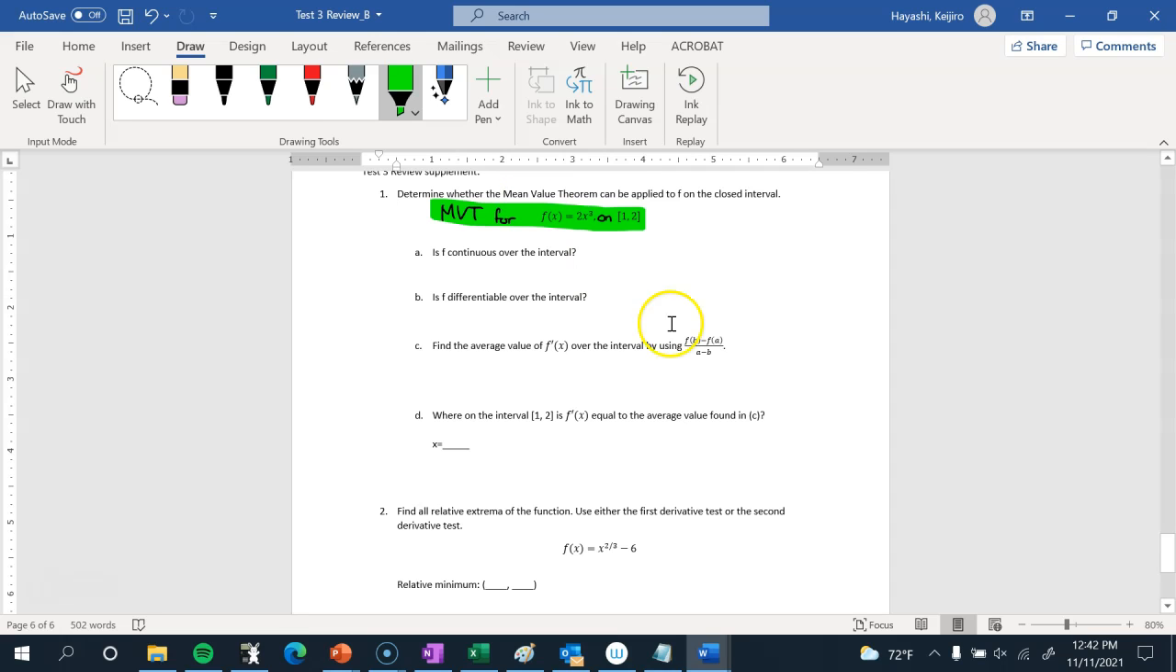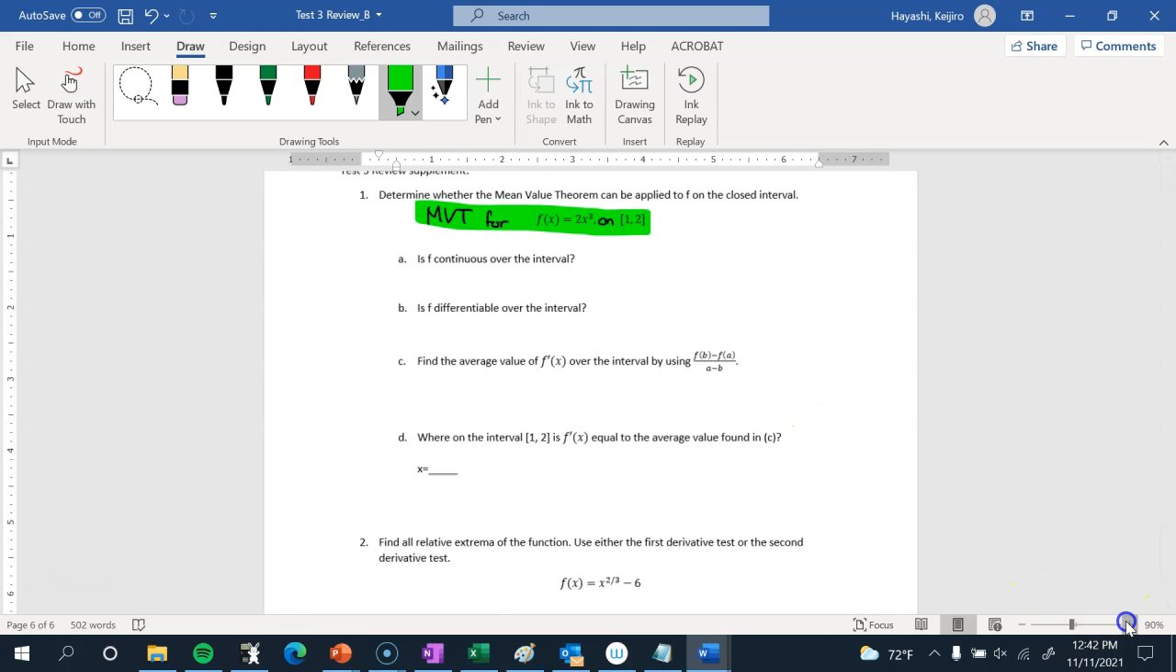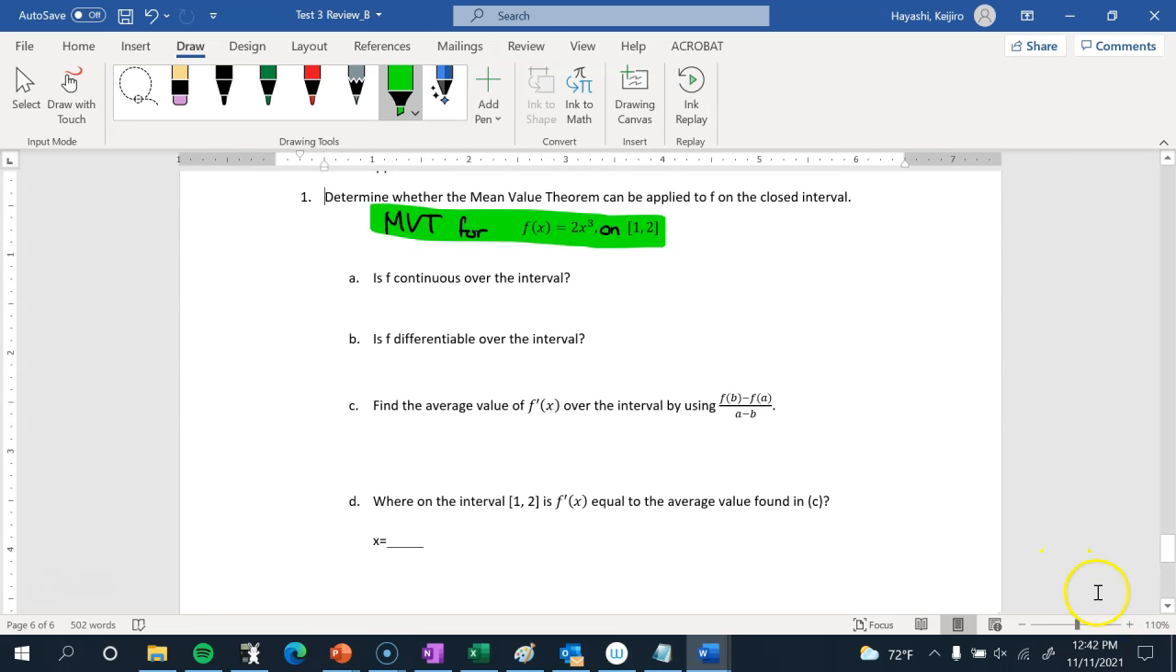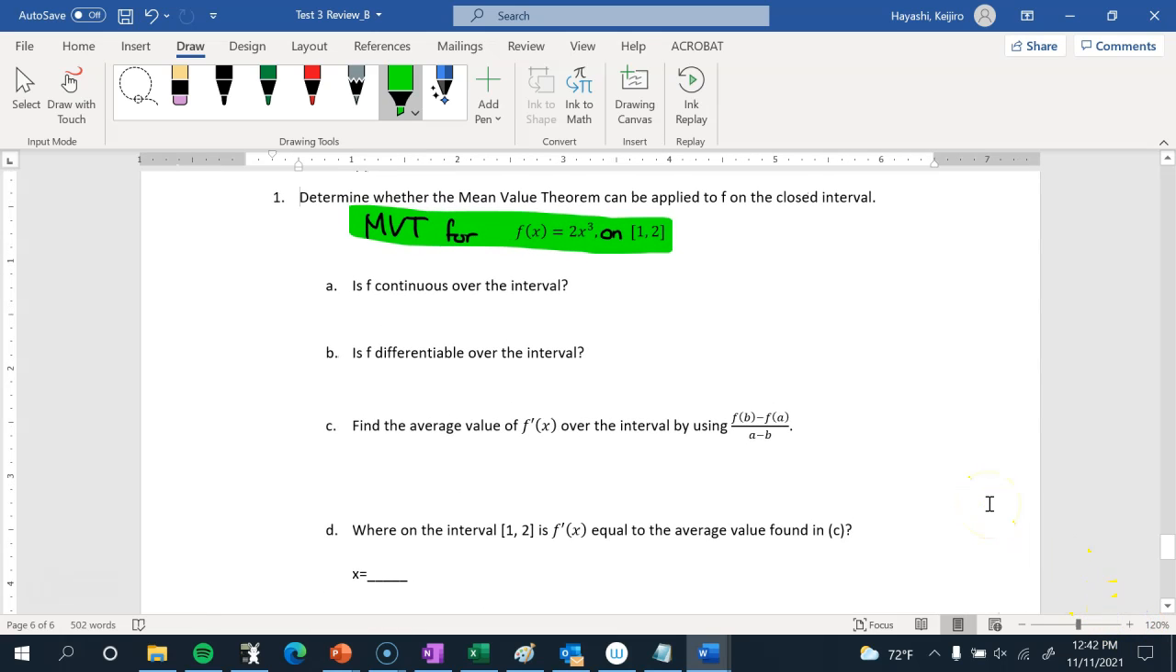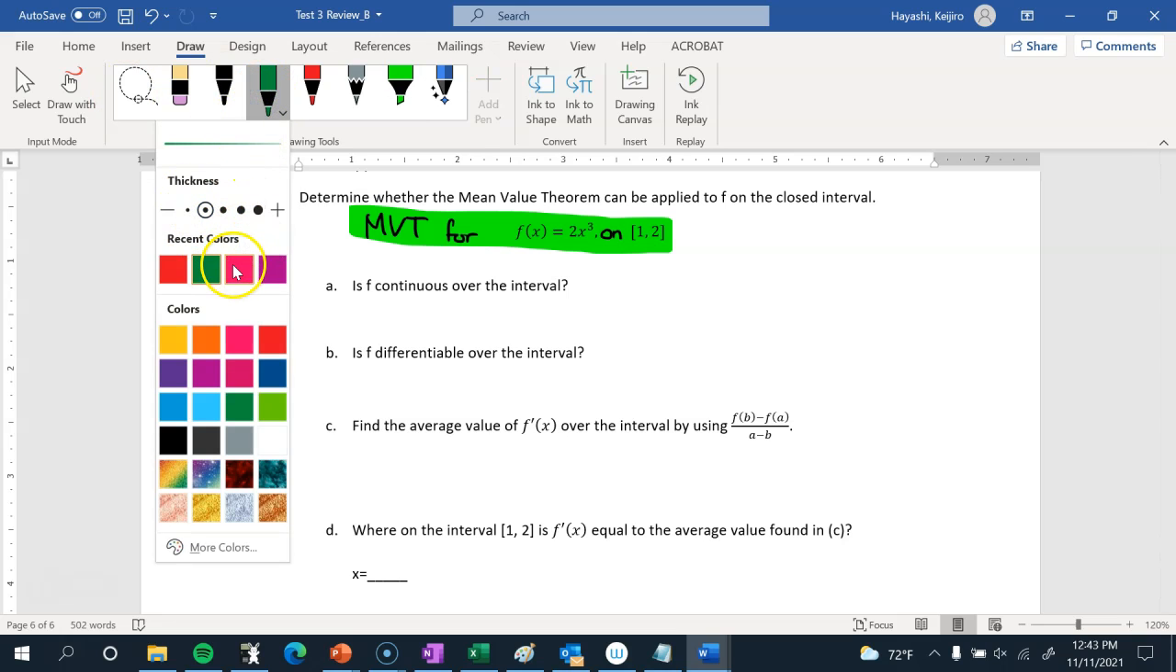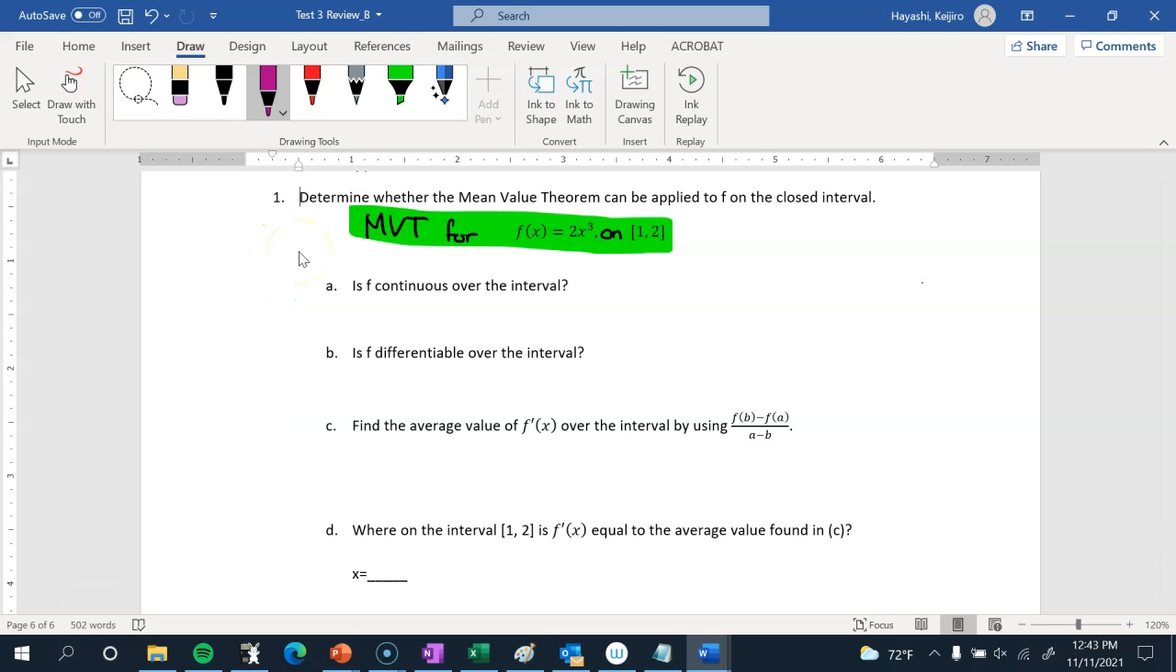2x cubed, sorry. So there are only 3 of these, so you can just jot this down if you'd like.